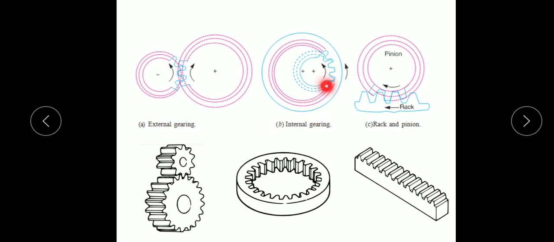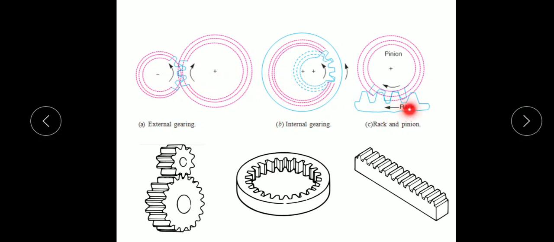And the main point is, here the directions will be opposite to each other. Here driver will be anti-clockwise and driven will be clockwise. But in case of internal gears, if the driver rotates in anti-clockwise direction, the driven also will rotate in the same direction. That is the difference between external and internal gear.